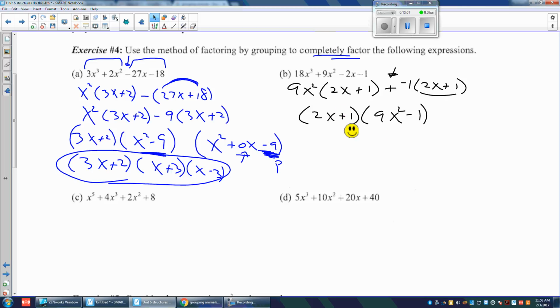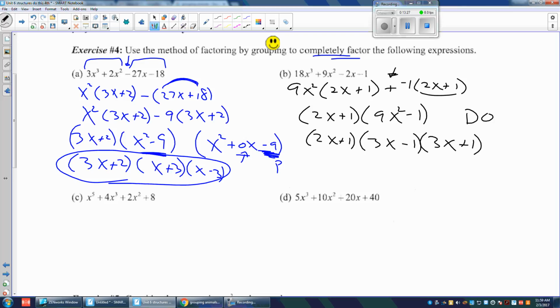Factored completely. What do you mean? It is factored completely. No, it's not. 9 is a perfect square. 1 is a perfect square. When you ever have a binomial and there's a square there, you should check to make sure it's not a difference of two squares. What's the square root? Remember, you can take the square root of 9. It's 3x minus 1 and 3x plus 1.